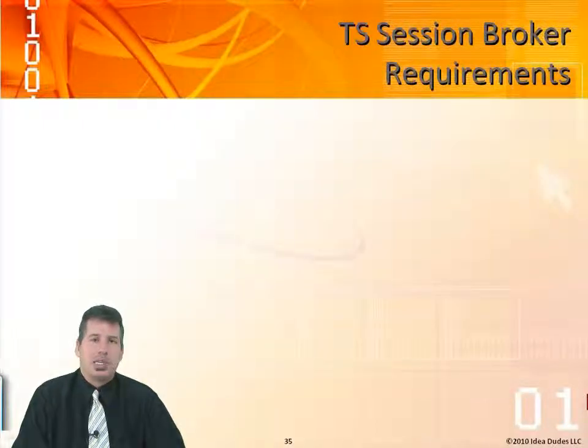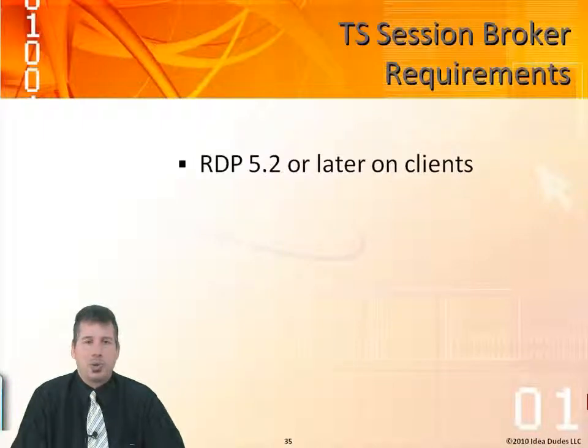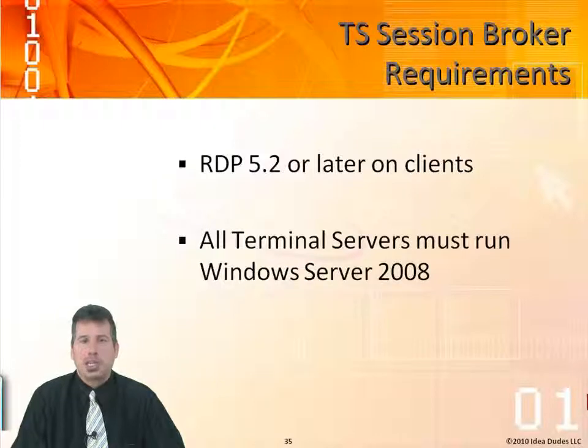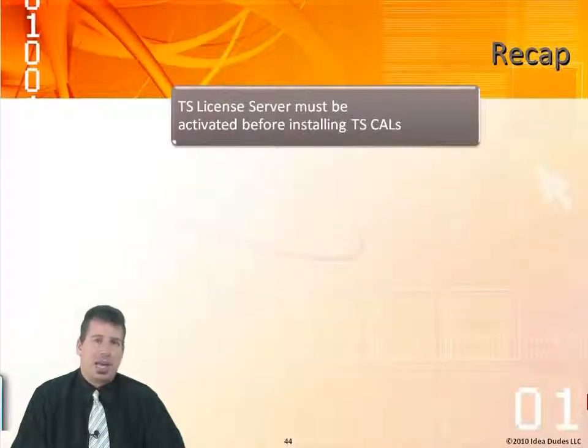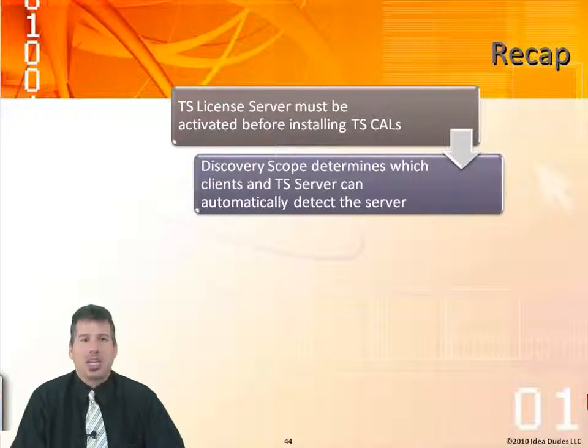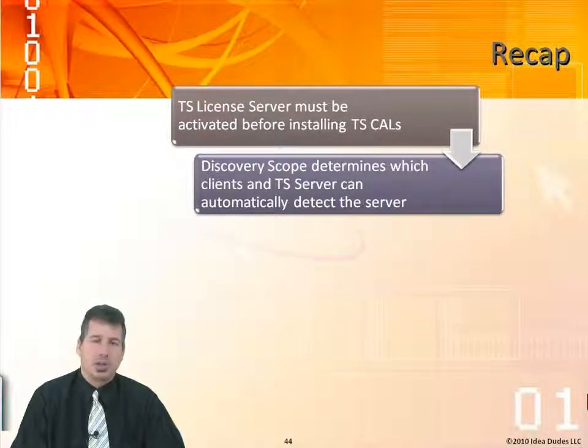So what are the TS Session Broker requirements? Well, you need RDP 5.2 or later on the clients, and all terminal servers must run Windows Server 2008. So, in recap, the TS license server must be activated before installing TS CALs. Discovery Scope determines which clients and TS servers can automatically detect a server. So is it going to be domain? Is it going to be forest?